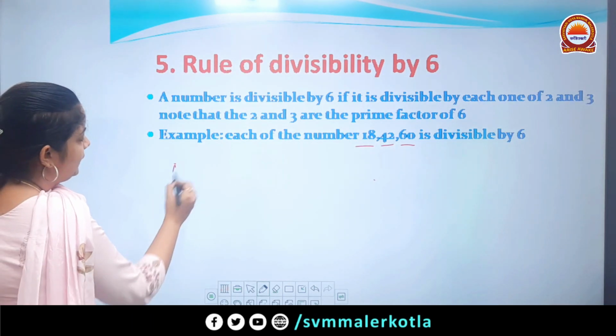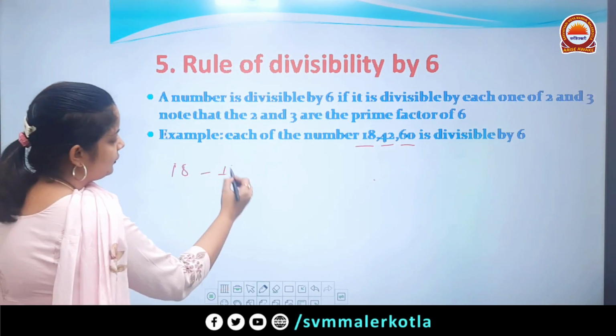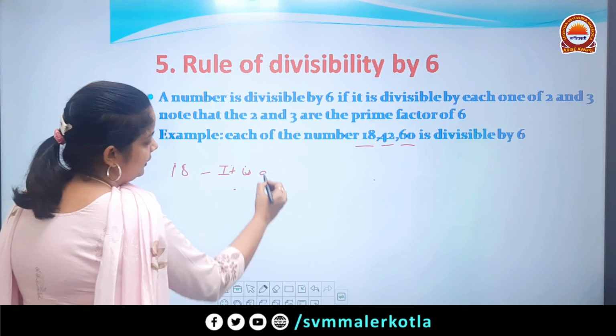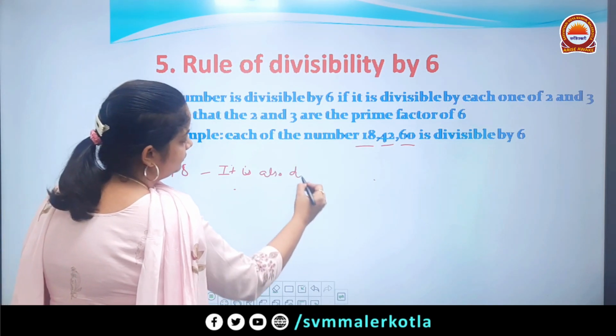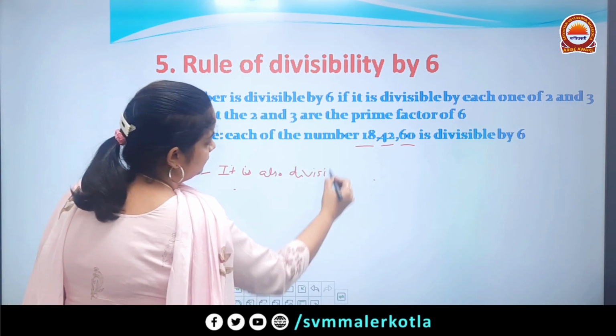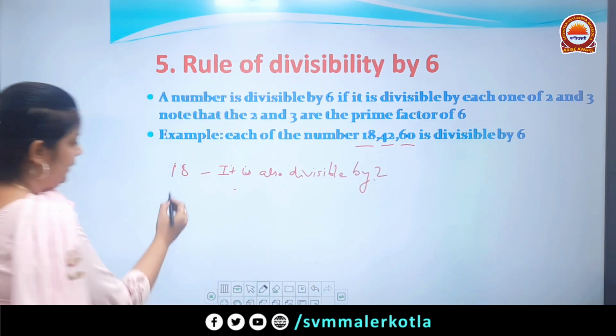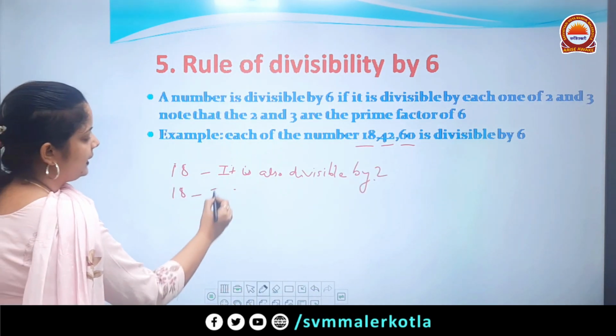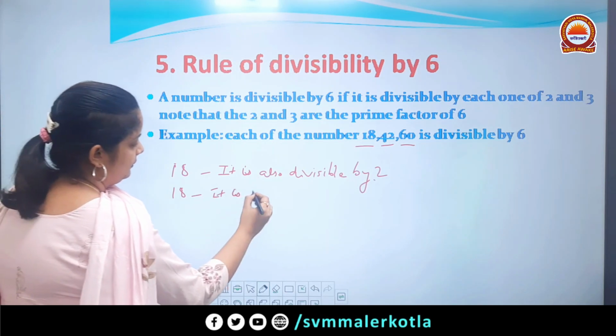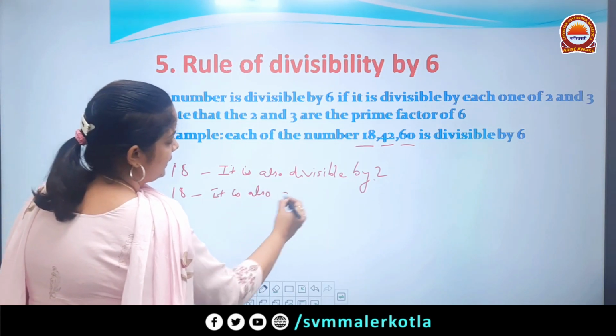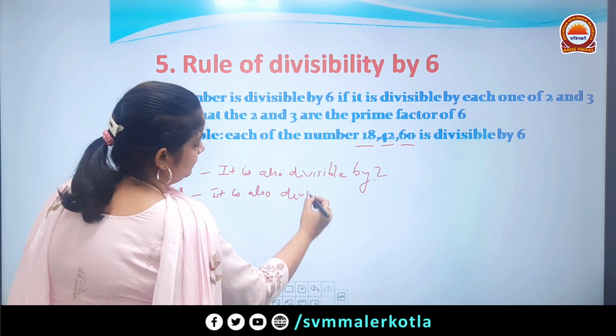For example, 18, it is also divisible by 2. 18 is also divisible by 3.